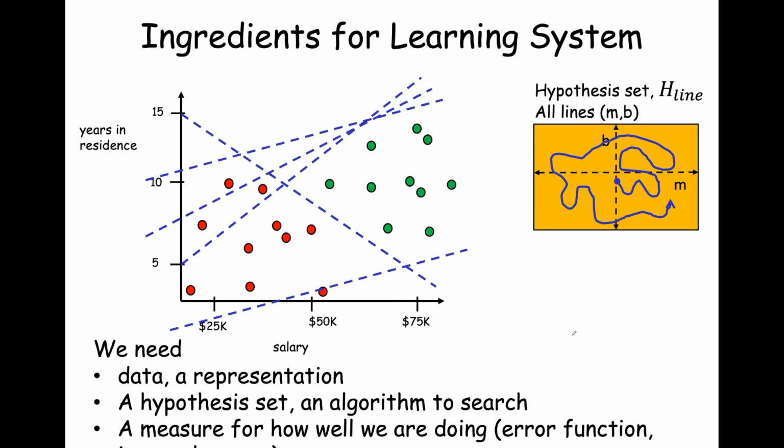Okay. So what we need then is a number of ingredients. We need a data representation. We need a hypothesis set along with an algorithm to search it. We need a learning model. And then we also need a measure for how well we're doing, the error function, how we measure error in sample on those data points that we have from our historical data.